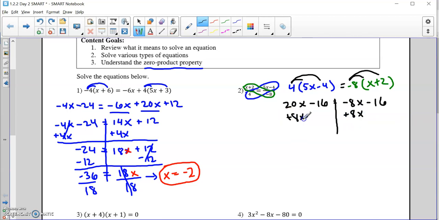Now we could have subtracted the 20 as well. It really doesn't matter which ones you move as long as you do it accurately. I decided to move the 8x to this side so that I could keep my x term positive. But really, there isn't a wrong way to do it. Okay, so now that we have our 28x minus 16 equals negative 16, remember we're trying to get x by itself. We need to move everybody away from x. So next, we want to take care of this 16 over here.